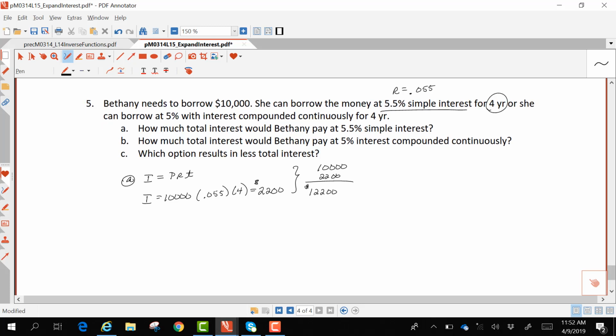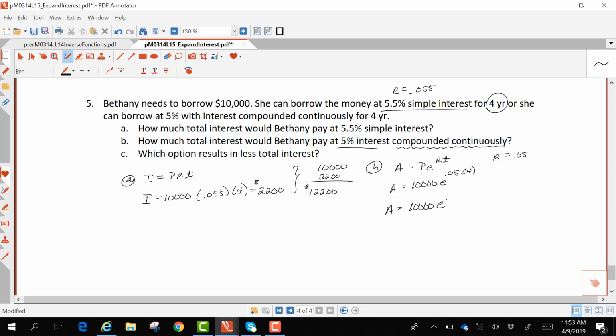Part B is a little different. They've changed the interest rate to 5%, and they now say this is compounded continuously. The minute you see the continuous compounding, this is a new formula, which is A equals P times e to the power of RT. So your P remains the $10,000. Your R, they changed it from 5.5% to 5%, which is your 0.05, and they maintained a time of 4 years.